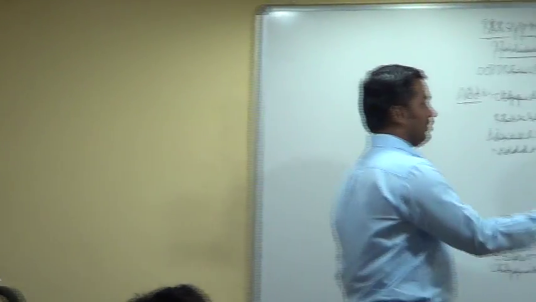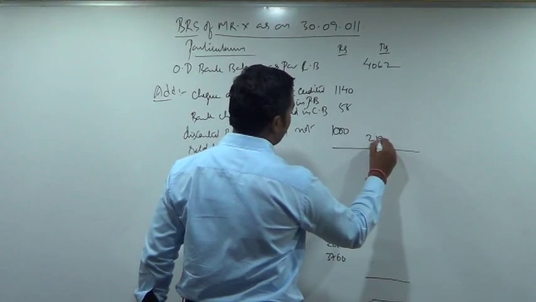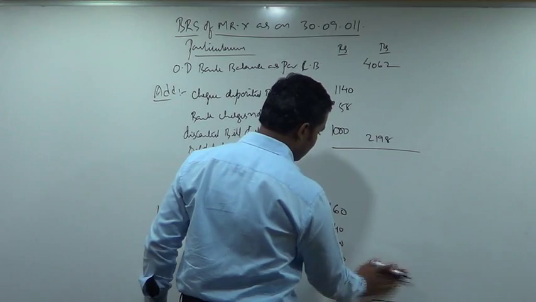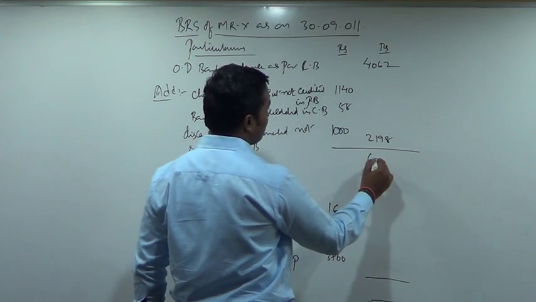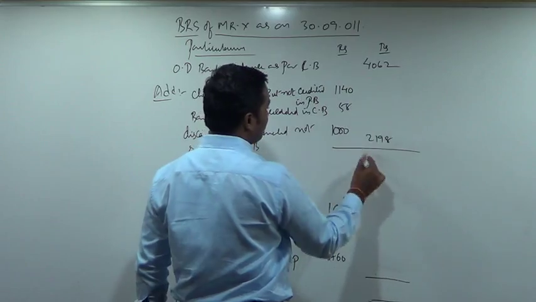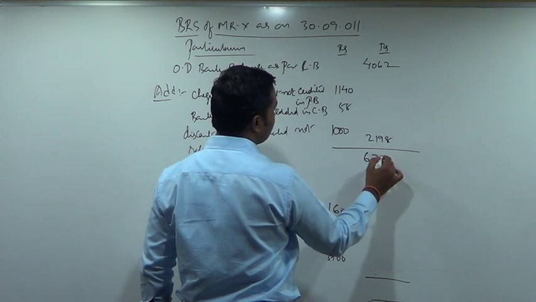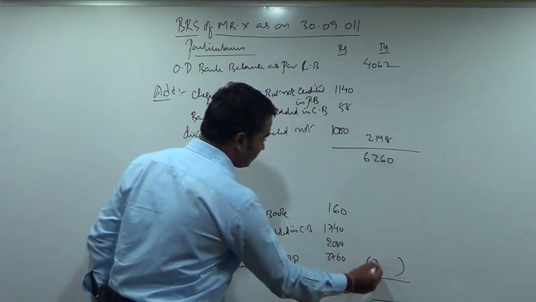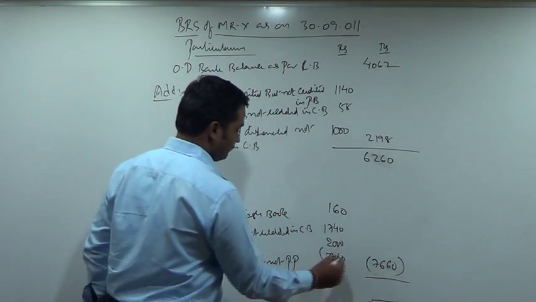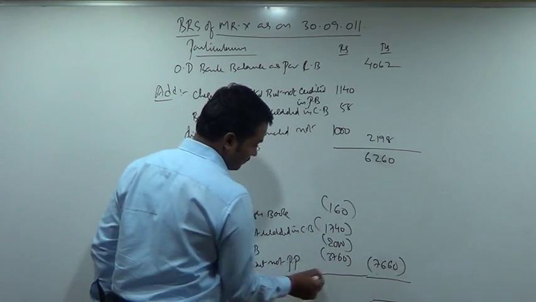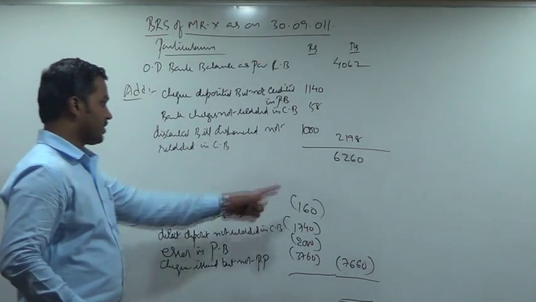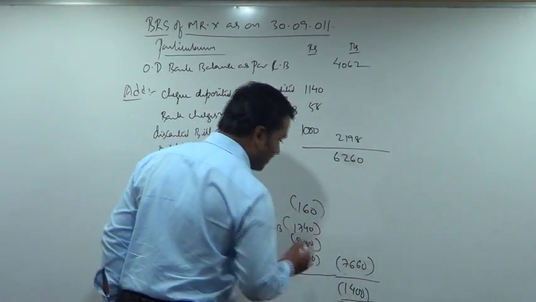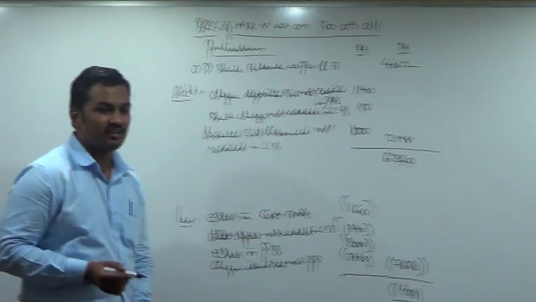Look at the board. Tell me the totals now. 2198 35 total here. How much? 6260. Total of negative 7660. 6260 minus 7660. How much do you get? 1400 within brackets. Now what name should I give to this 1400 negative?